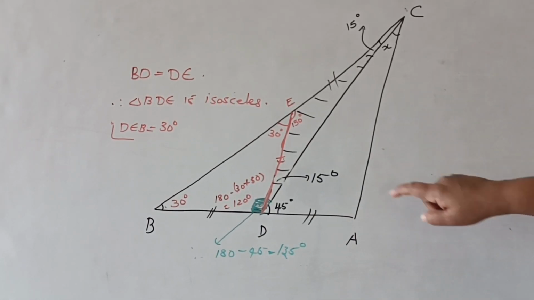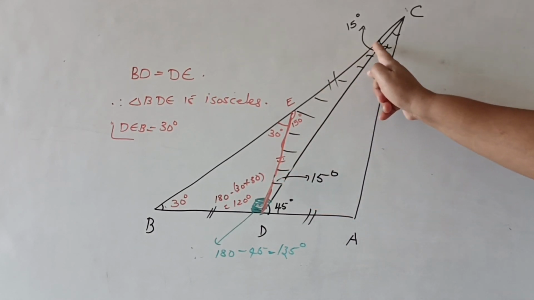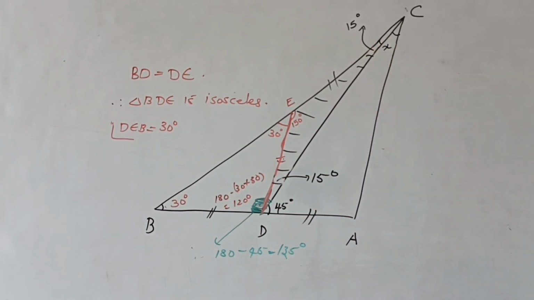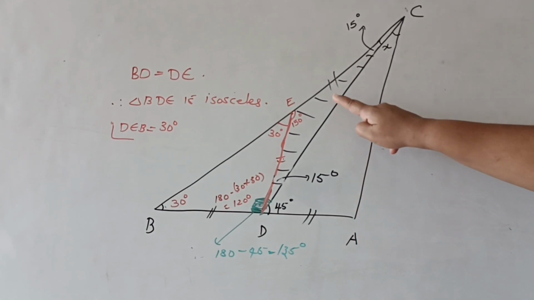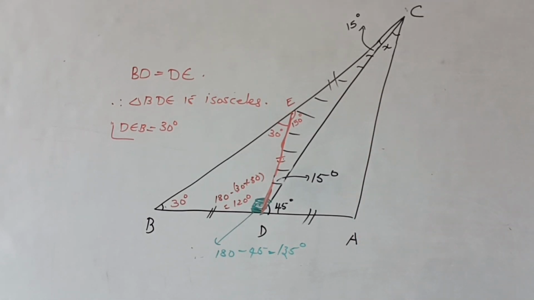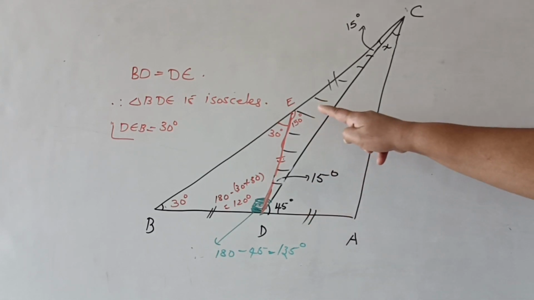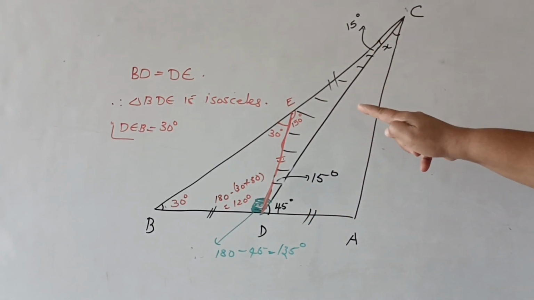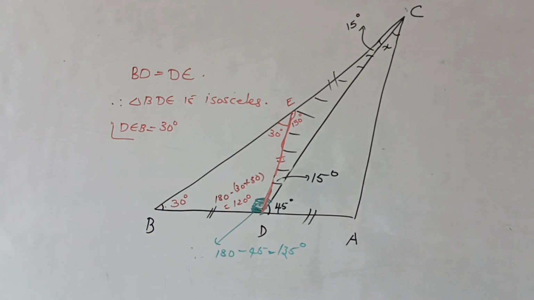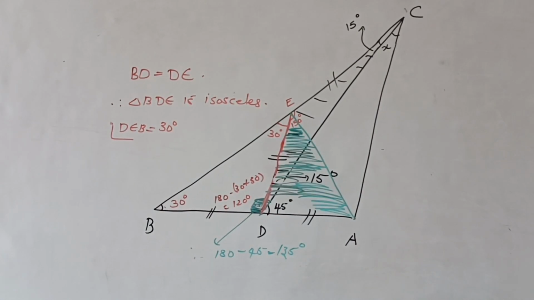Now look at the triangle that I have shaded. In that you can see that this angle and this angle are 15 degrees each, which means the base angles being equal, this particular triangle turns out to be an isosceles triangle. So I can say that the side DE is equal to the side CE. Now join the points E and A. You are getting a triangle which is DEA, which I have roughly shaded in green.